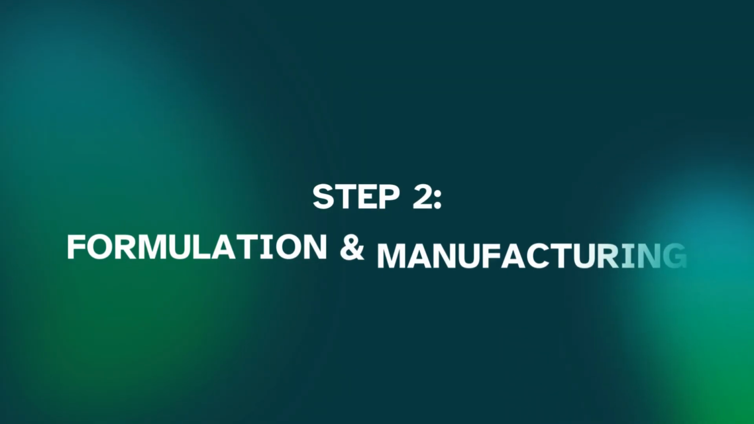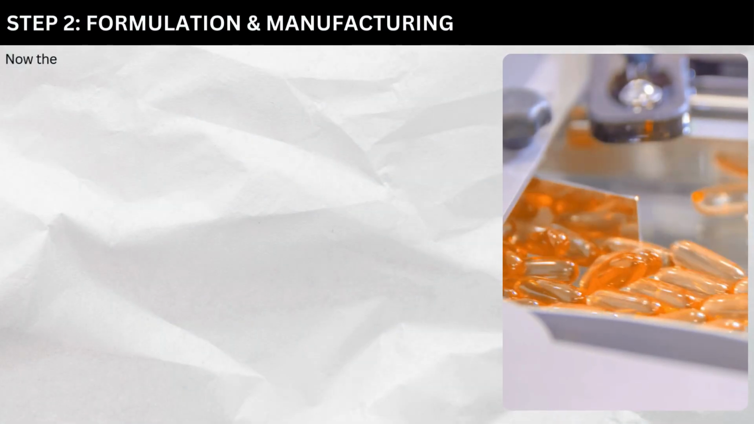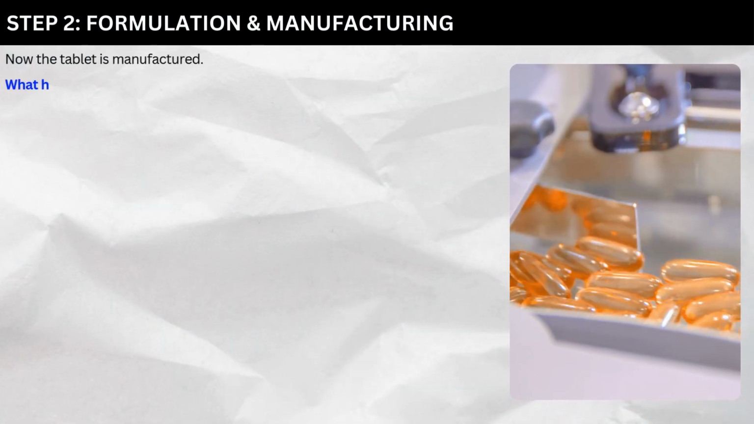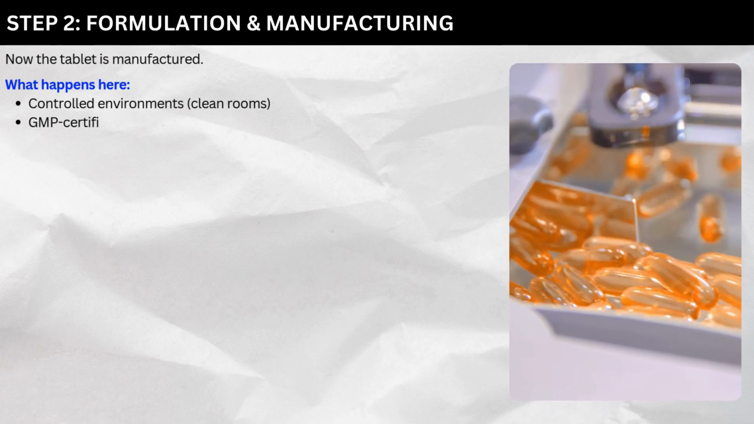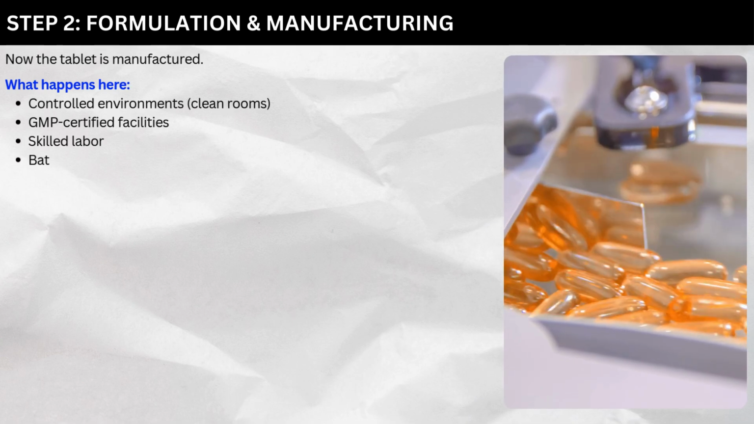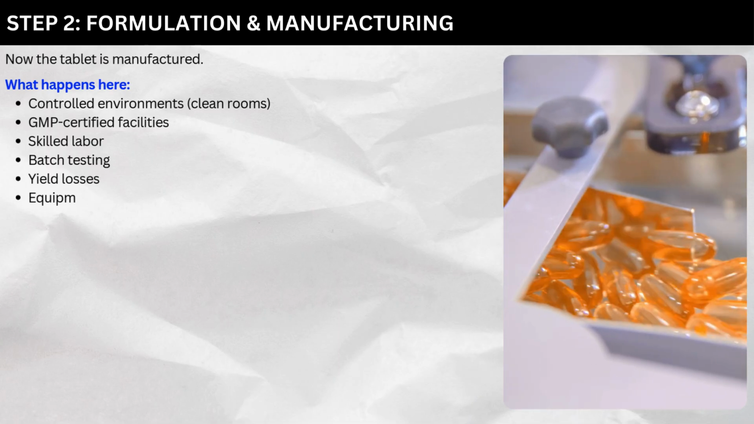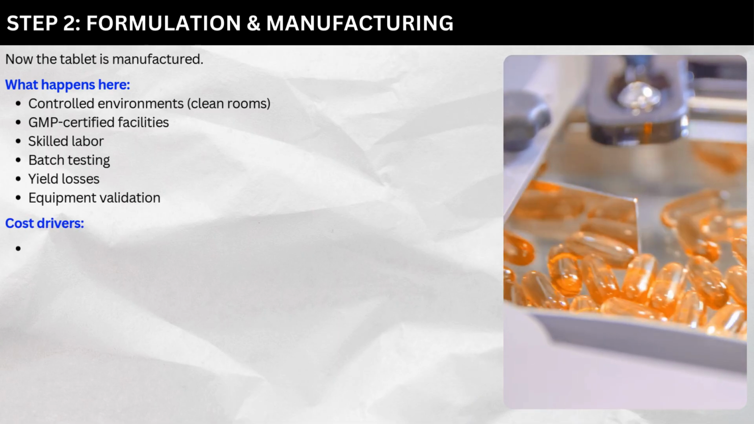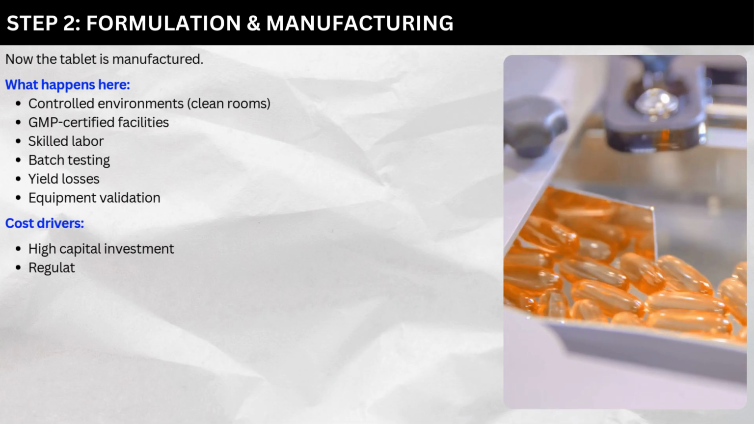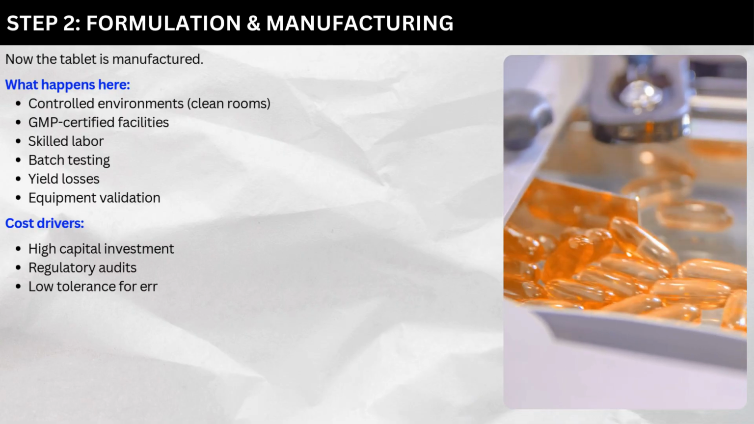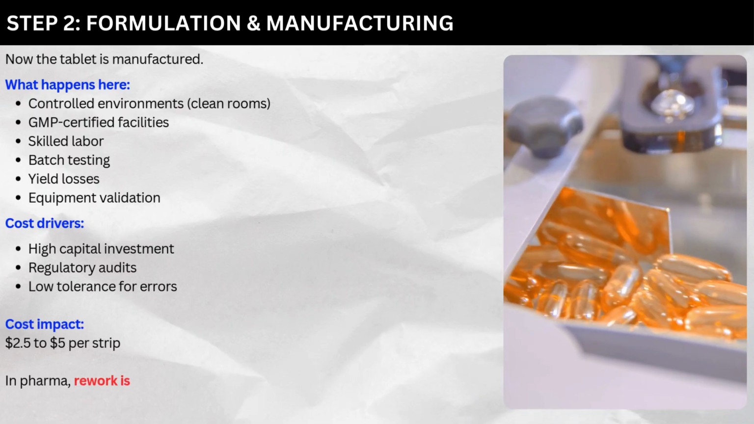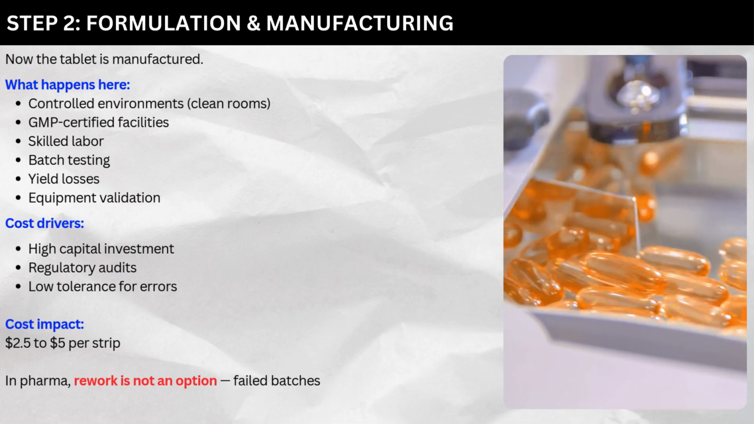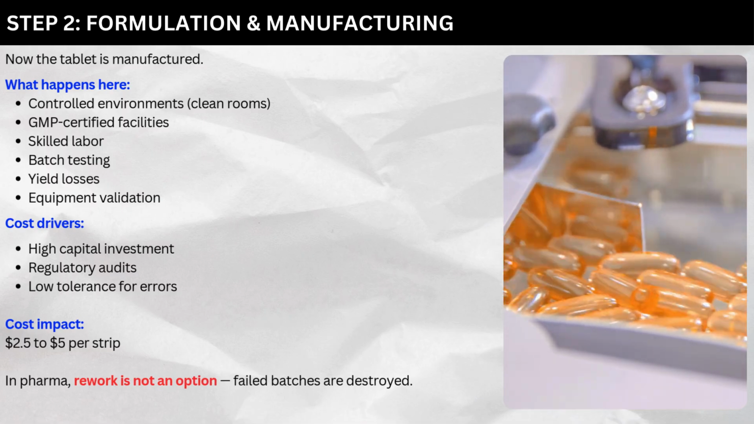Step 2. Formulation and manufacturing. Now the tablet is manufactured. What happens here? Controlled environments, clean rooms, GMP-certified facilities, skilled labor, batch testing, yield losses, equipment validation. Cost drivers: high capital investment, regulatory audits, low tolerance for errors. Cost impact: $2.50 to $5 per strip. In pharma, rework is not an option, failed batches are destroyed.